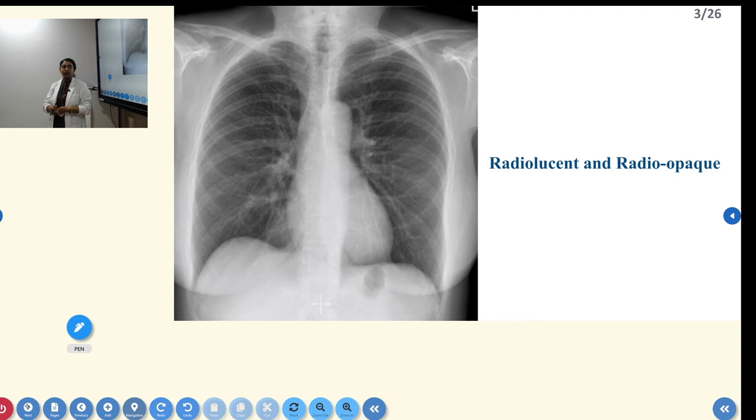While some others allow the x-rays to pass through them and those are called radiolucent. Example is air. An example for a radioopaque structure is the bone. So denser structures tend to absorb the x-rays, while lighter ones allow the x-rays to pass through them.